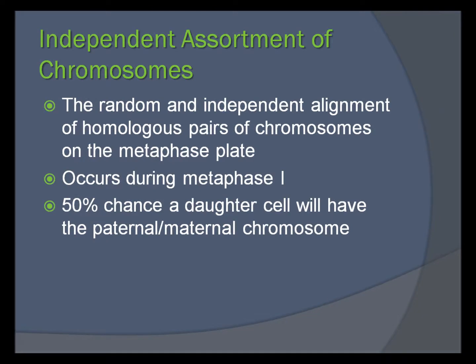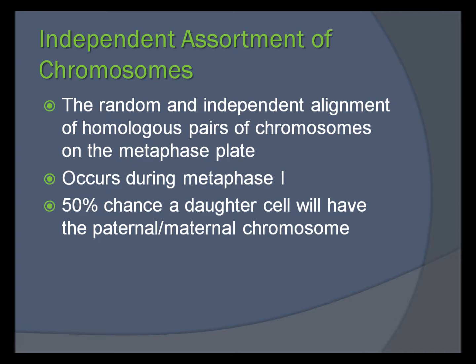Independent assortment of chromosomes refers to the random and independent alignment of homologous pairs of chromosomes on the metaphase plate during metaphase 1 of meiosis. Homologous pairs may align with the maternal or paternal chromosome on the metaphase plate. This is completely random, and each homologous pair positions independently of the others.